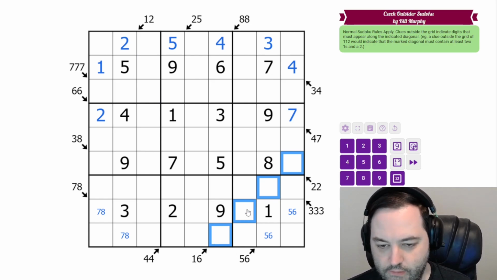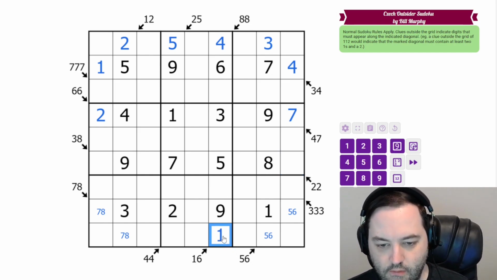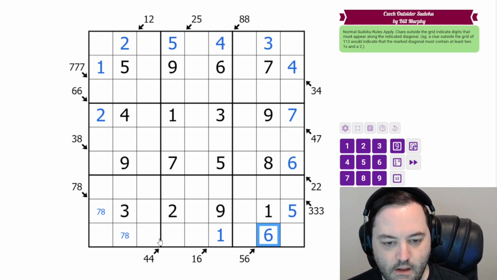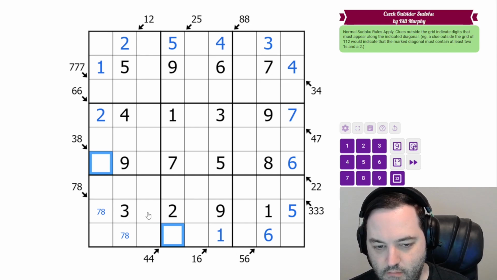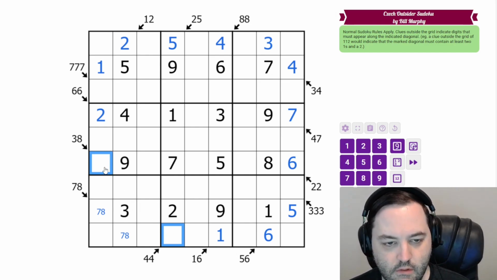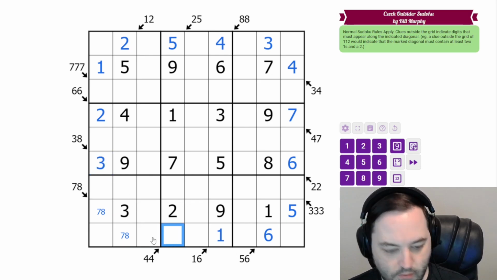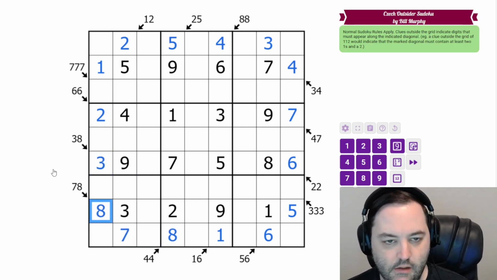Here we need a 1 and a 6. 1 and 6 can't go in these 2 cells in box 9. And we have a 6 up here, so this is 1, this is 6, this is 5, this is 6. And finally, this diagonal, we need 3 and 8. Neither of those can go in box 7. And here we have the 8 here, so this is 3, this is 8, 7, 8.